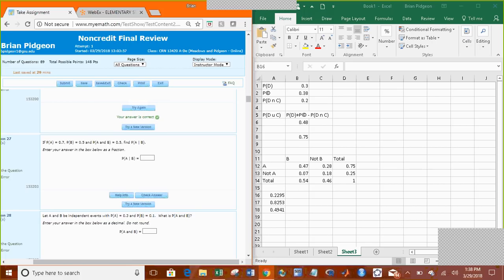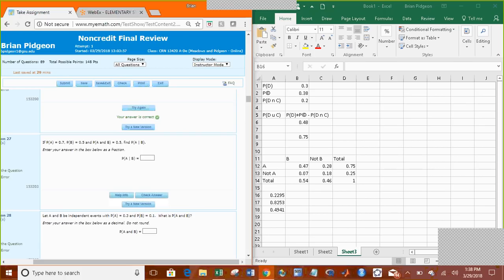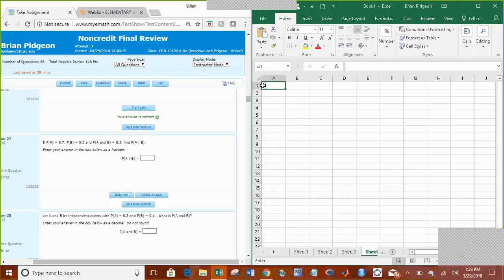Alright, so if the probability of A is 0.7, the probability of B is 0.5, and the intersection is 0.5, find the probability of A given B. If you remember your conditional probability, the probability of A given B is equal to the probability of A and B divided by the probability of B. I just remember that it looks like a fraction that's turned sideways, so the denominator will be B. That's how I remember which one's going to be the denominator.